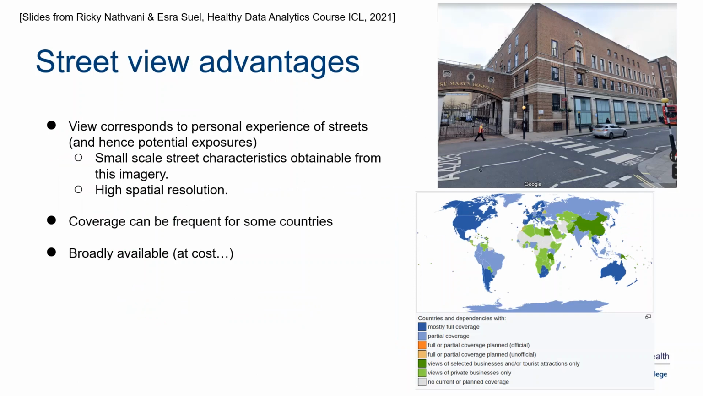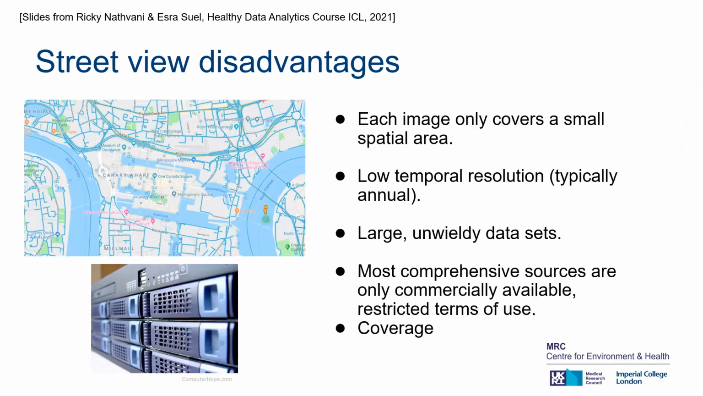Some of the advantages of Street View is that it broadly corresponds to personal experience of streets and hence potential exposures. In addition, there can be very high coverage in some countries and it is broadly available across different countries. However, typically this imagery is proprietary. It only covers a small spatial area and has a low temporal resolution, maybe annually at most. The data is typically large and unwieldy, and again, as I mentioned, most is commercial, so there are restricted terms of use.